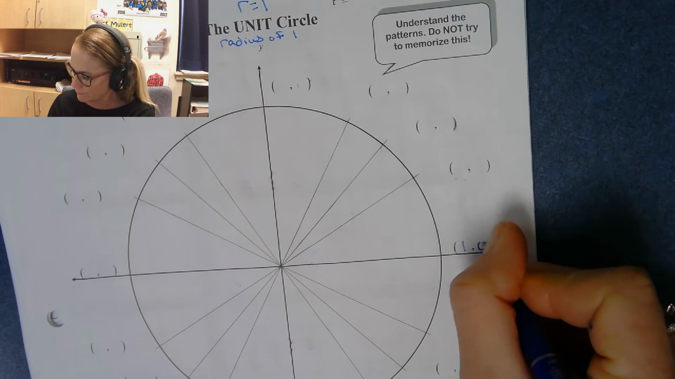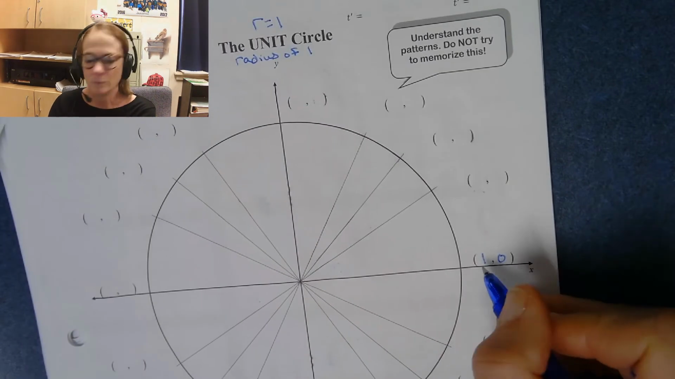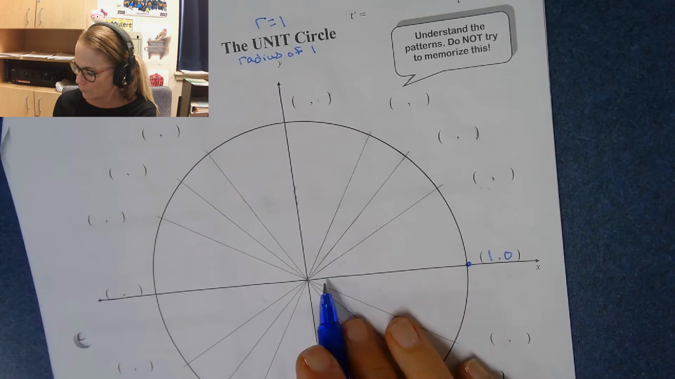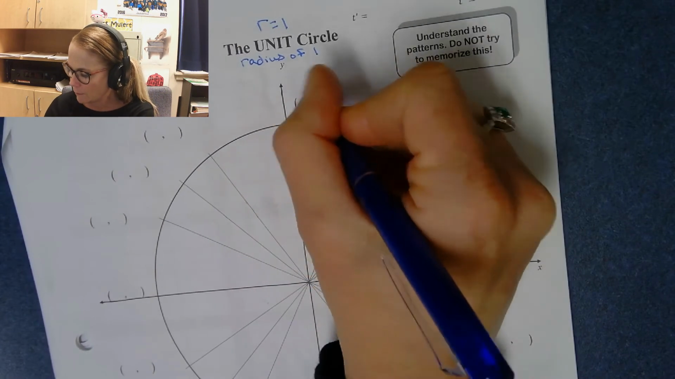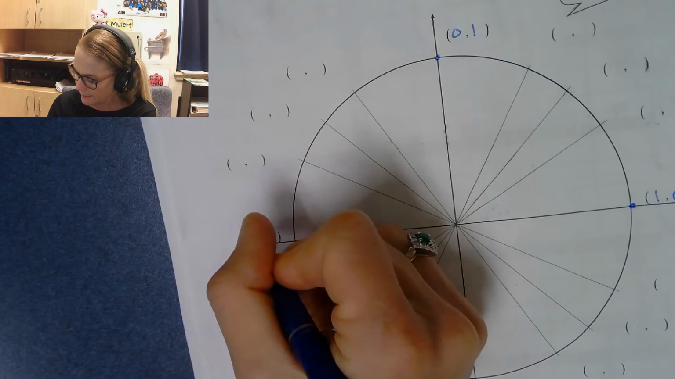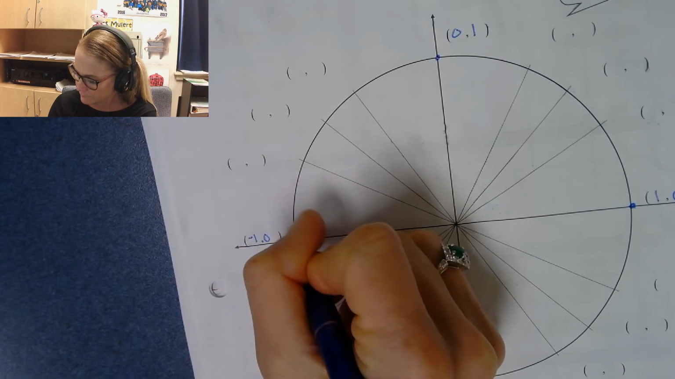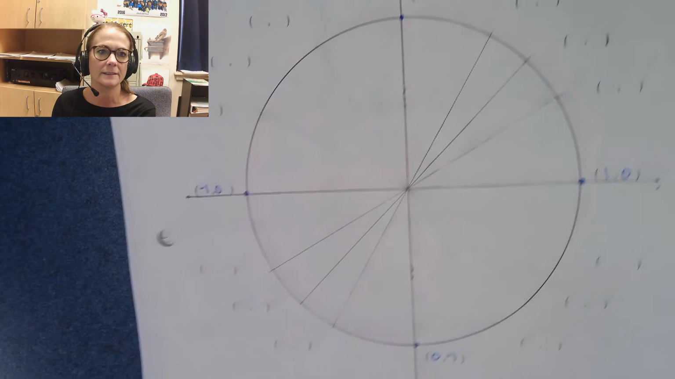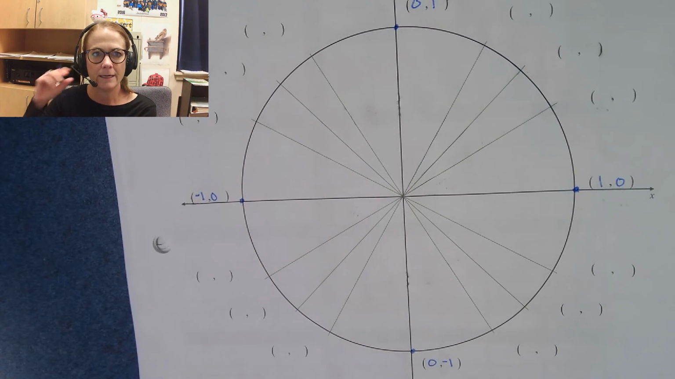Okay, so let's just start on the quadrantals. And this is 1, 0. That is the point 1, 0. That's this point right here. Radius went out 1. Right, 1, 0. This is 0, 1. This is negative 1, 0. And that's 0, negative 1. Okay, that's not rocket science. That's pretty basic.